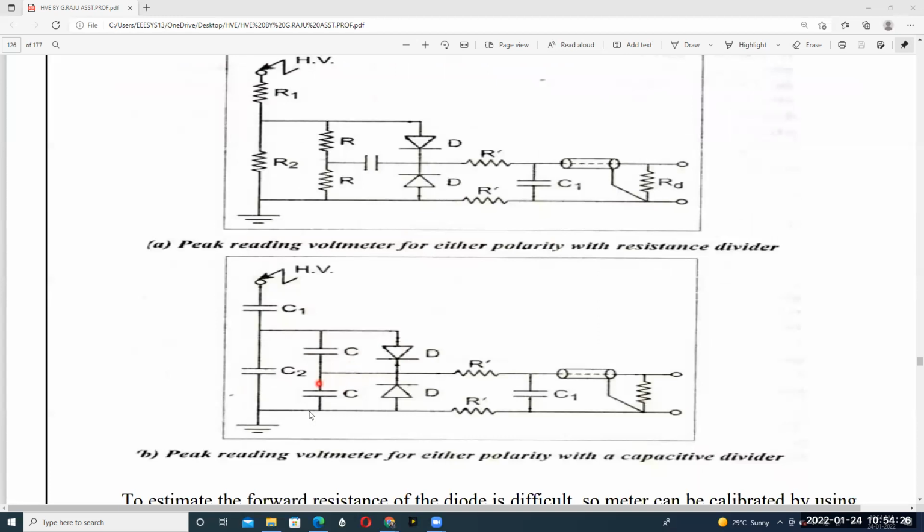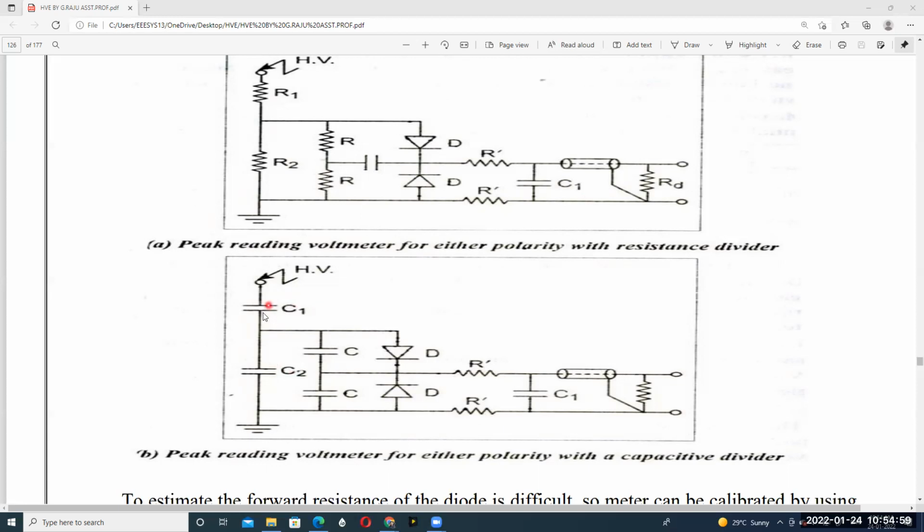And this is called a peak reading voltmeter for either polarity with the capacitance divider, the capacitance potential divider. For capacitor C1 and capacitor C2, the high voltage terminal is connected to the input of capacitor C1. Capacitor C1 is a compressed air or gas type capacitor, and C2 is a standard capacitor, mica or paper. This is a low value of capacitor, and this is a high value of capacitor.